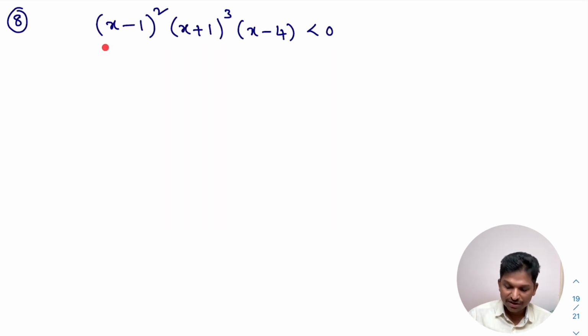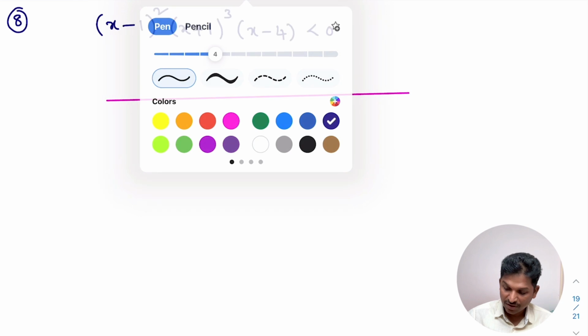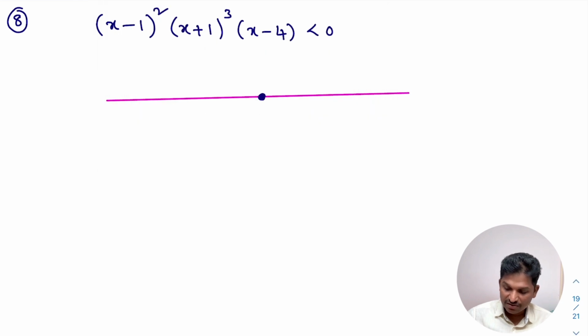So all x coefficients are 1 only here. So no worries, directly you mark the number line. On the number line, first you equate this to 0. You will get x equal to 1. x equal to 1 means somewhere here I will mark this is 1.